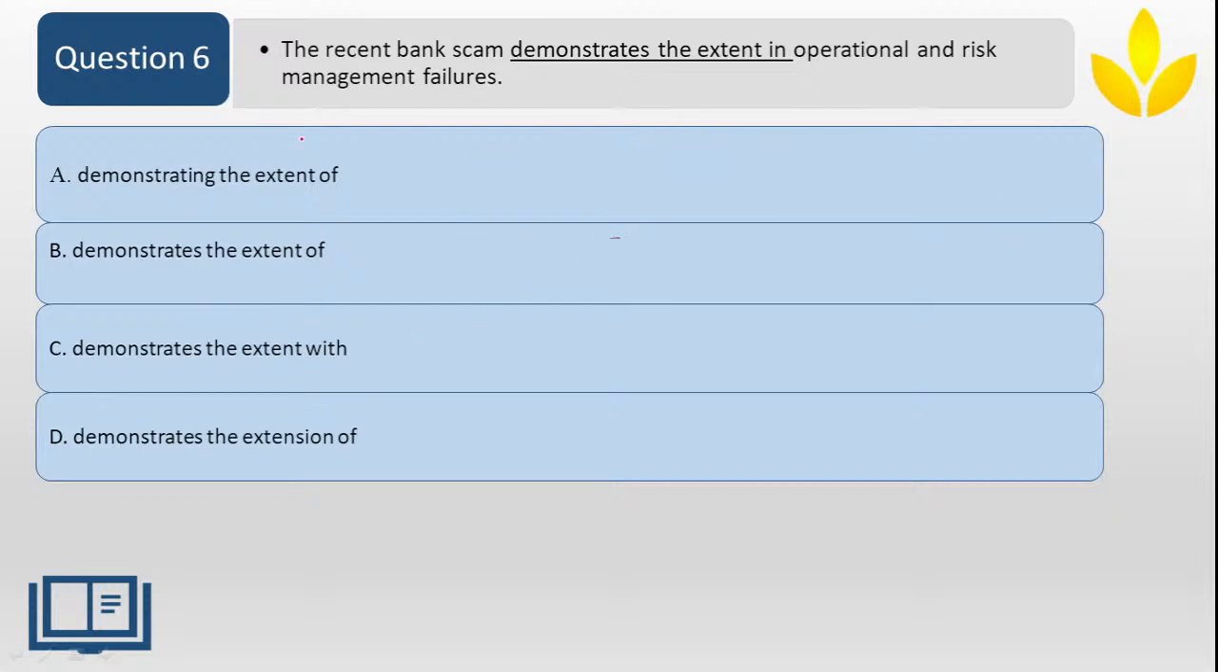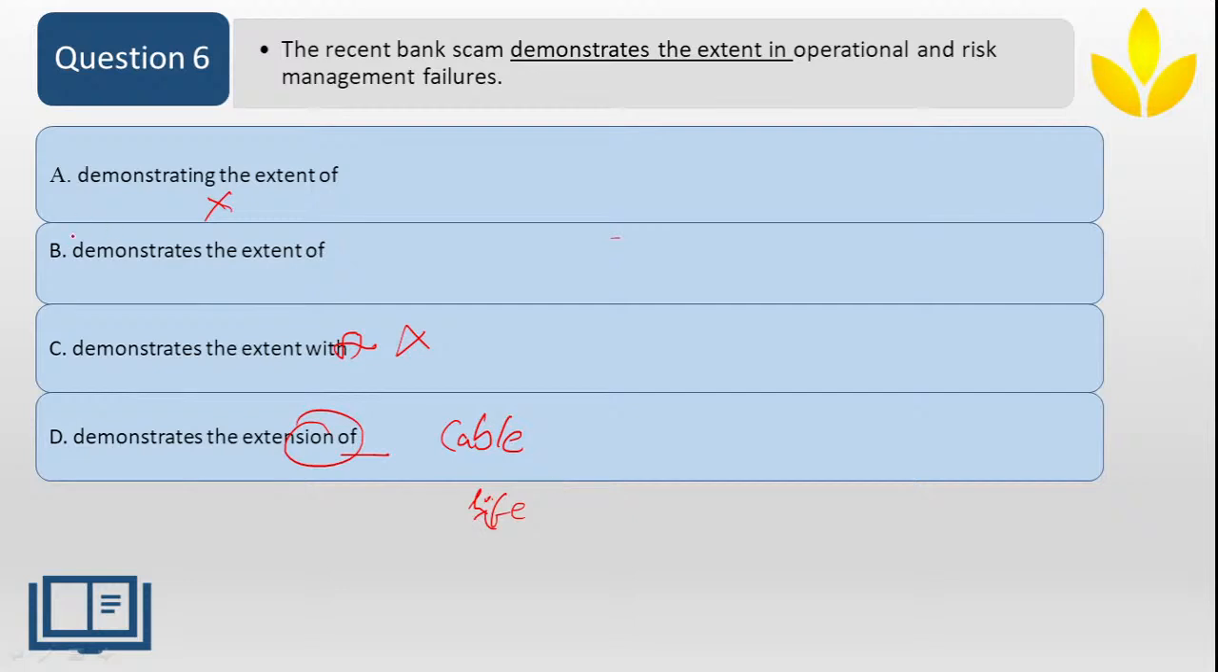A recent bank scam demonstrating the extent of. It cannot be continuous, so that is ruled off. Demonstrates the extent with is also wrong. Demonstrates the extension, the word form is changed. Extension is when you extend something. Cable extension, insurance extension, time extension. So extent and extension are different things.